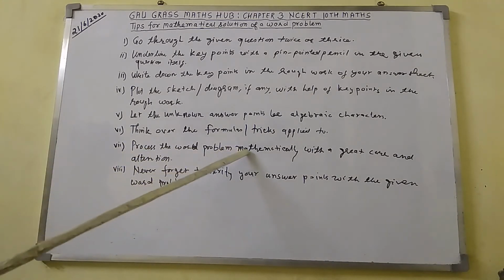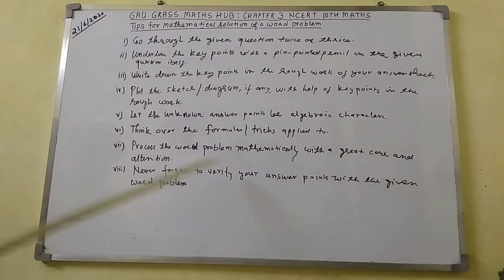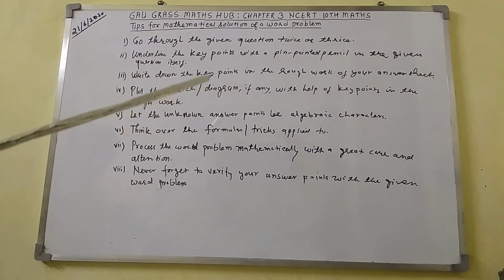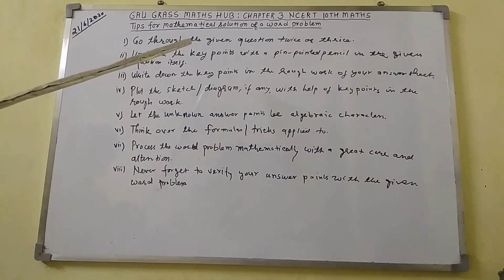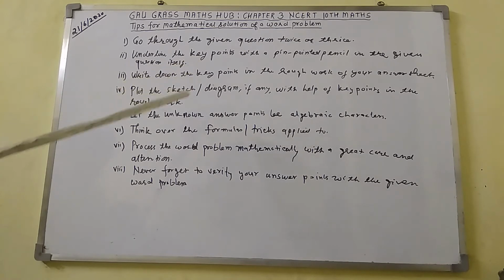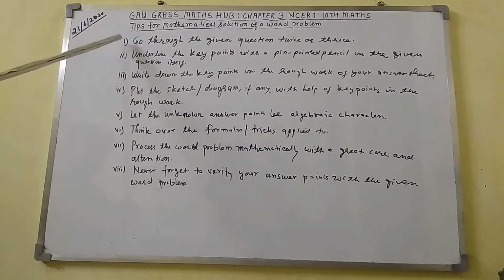Process the word problem mathematically with great care and attention. What does point number 7 say? The problem given in your question consists of 4-5 sentences, maybe in English. First you have to go through the sentences given in English thoroughly, and then after doing the processing of point number 1 to 6, now come to point number 7.